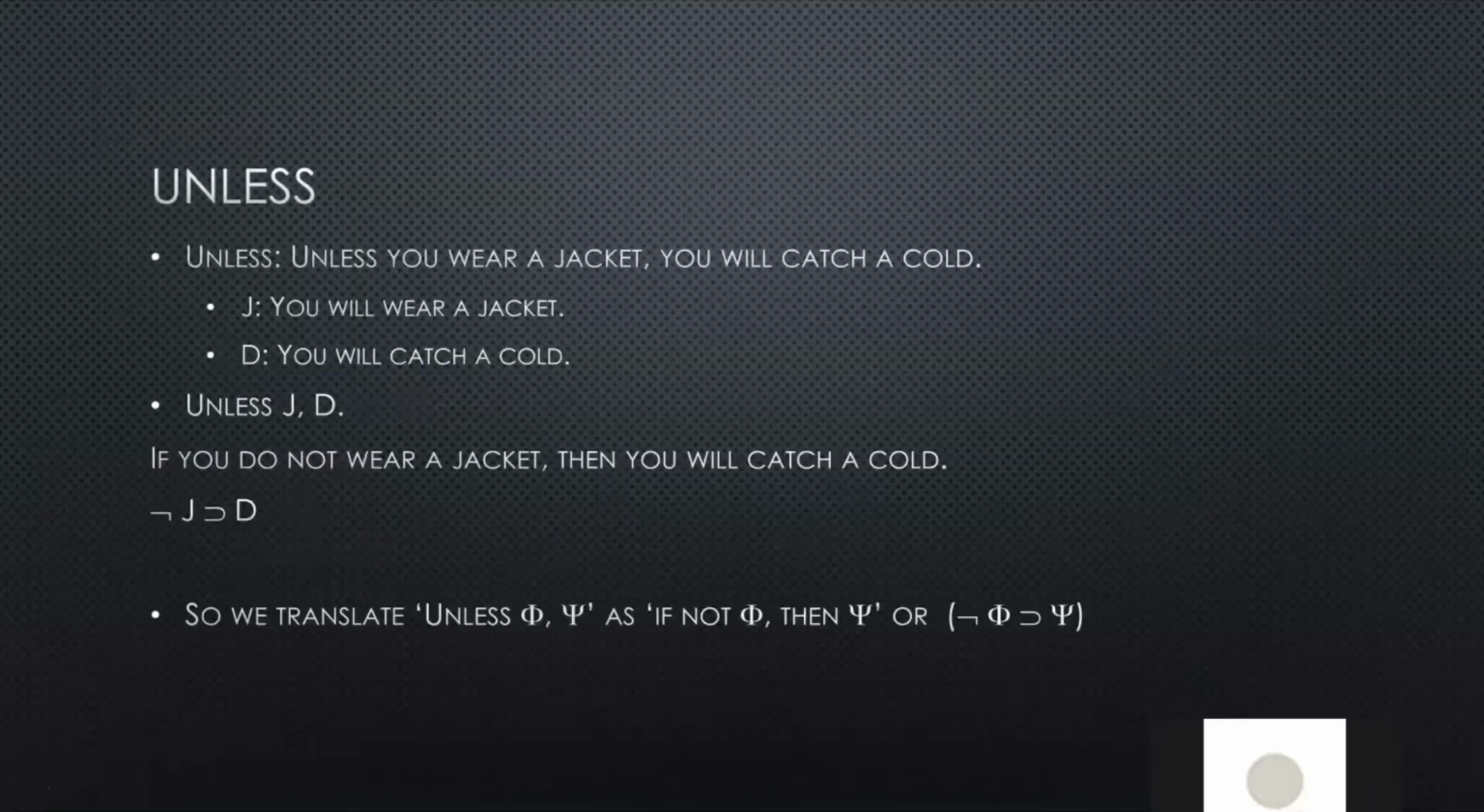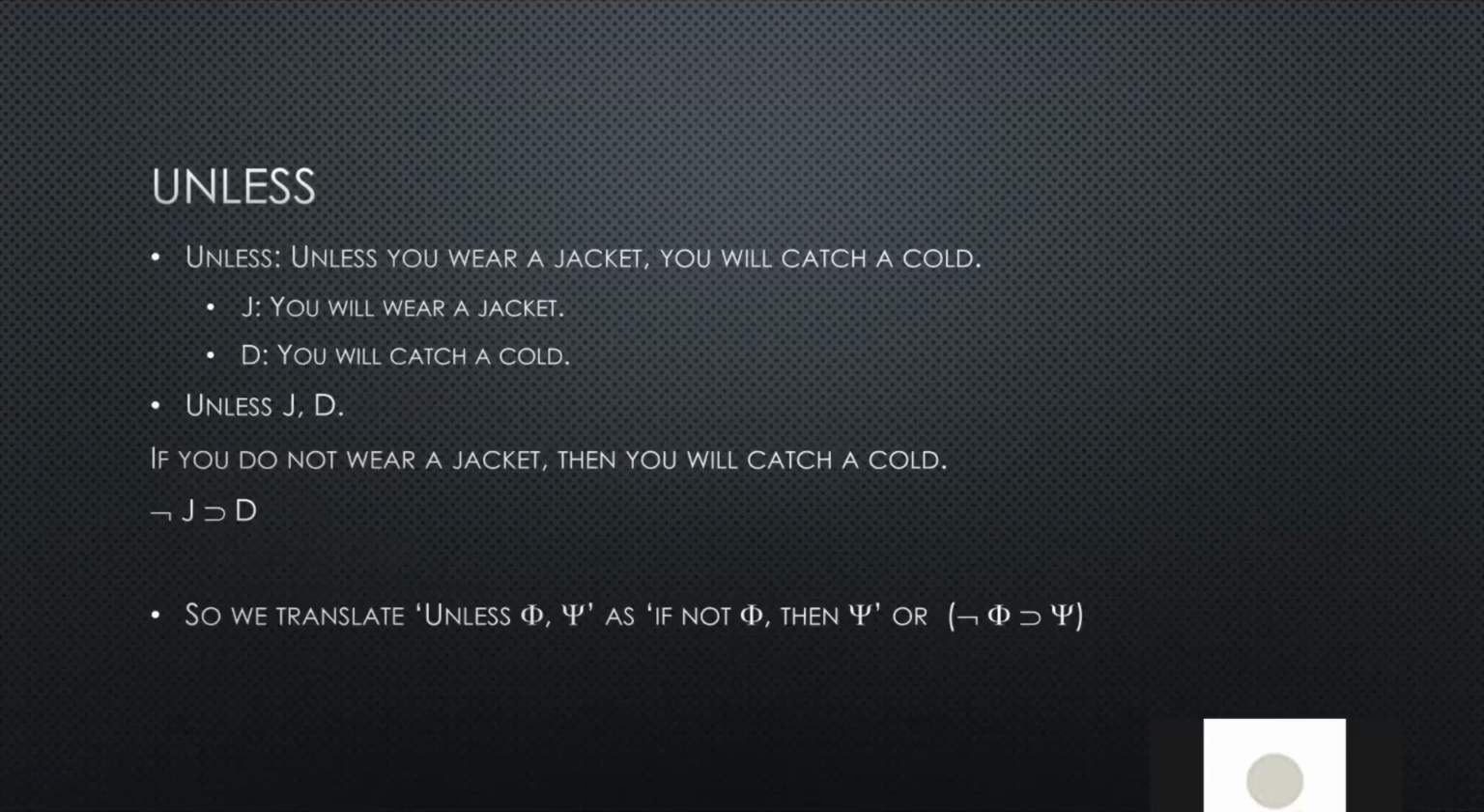Okay, a weird English word that we have to practice with to translate into symbolic logic is the word unless, okay? So consider this sentence. Unless you wear a jacket, you will catch a cold. Well, what are the atomic sentences here? Well, one is you wear a jacket, and the other is you will catch a cold. So we'll symbolize these with J and D. And now moving towards symbolizing this in symbolic logic, we might say unless J, comma, D.